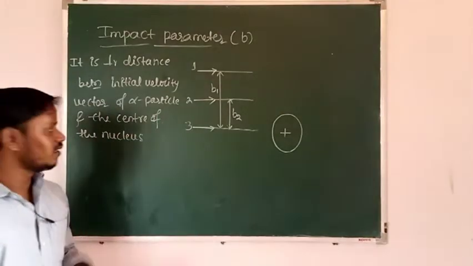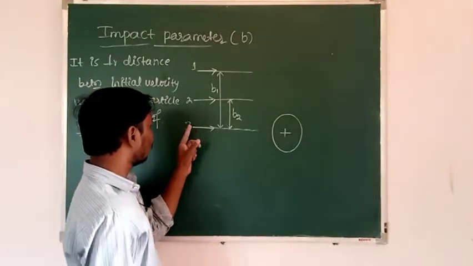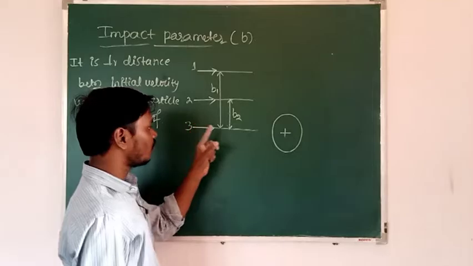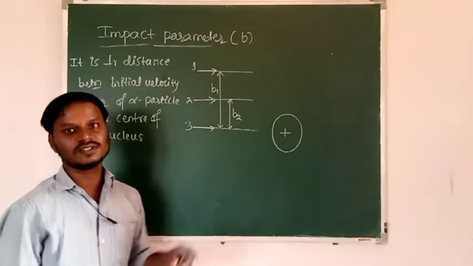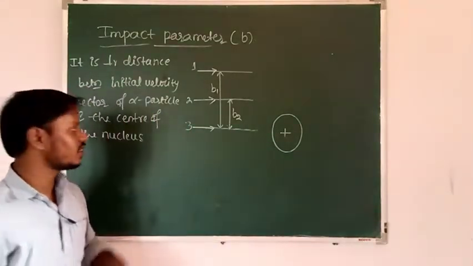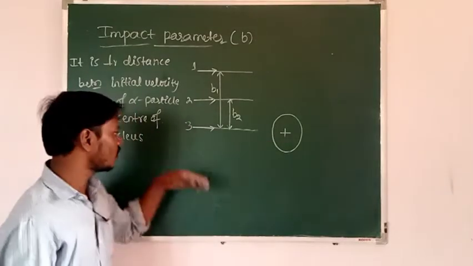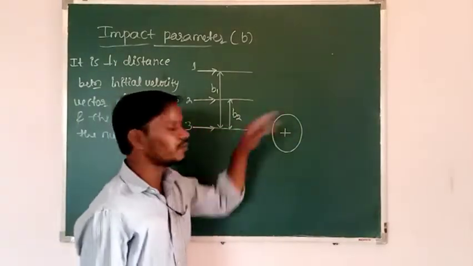And the perpendicular distance between the initial velocity vector of the third alpha particle and the center of the nucleus is 0, because it is called head-on collision, because this alpha particle is in the path of the nucleus.